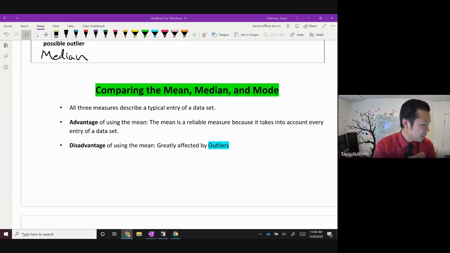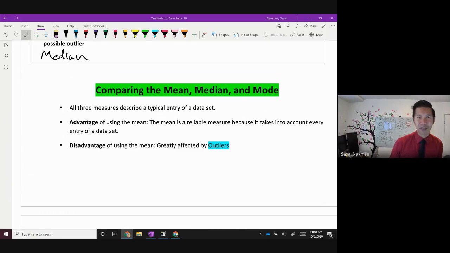The advantage of using the mean is that it usually is a reliable measure because it takes into account every data set. It adds them all up together and then divides by how many there are. The only issue is, though, if you have an outlier, it is greatly affected by that outlier.